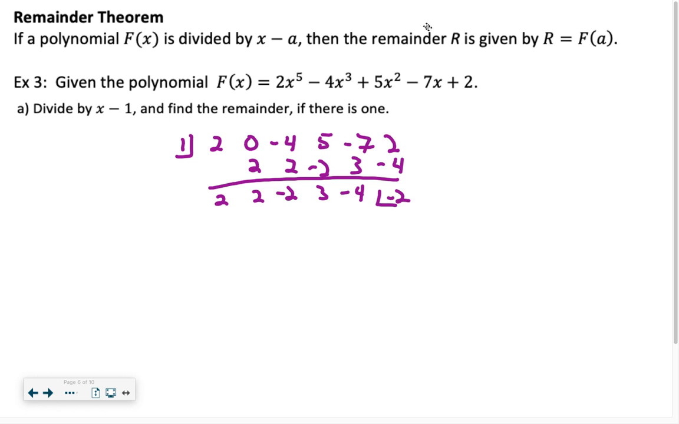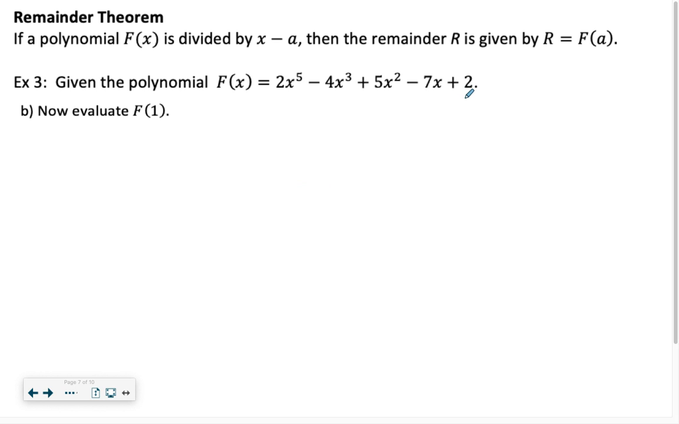So what this is saying is that if I just plugged -2 into the function, or I'm sorry, if I plugged 1 into the function, I would get out -2. Right? That's what this remainder theorem says. So let's actually illustrate that in part B here. So f of 1 just means I'm plugging 1 in everywhere I see an x. So 2 times 1 to the 5th minus 4 times 1 cubed plus 5 times 1 squared minus 7 times 1 plus 2.